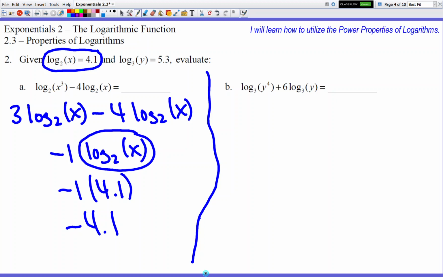Okay, so let's work on letter B. Same thing here, right? We see this y, he has a 4 as his power. So we're going to use the power property of logs, and we're going to make this 4 go all the way to the front. This property is all about changing location. The other properties that we worked on are all about substituting, replacing. This one's all about changing location. So this 4 is going to go all the way to the front, and we write 4 log base 3 of y.